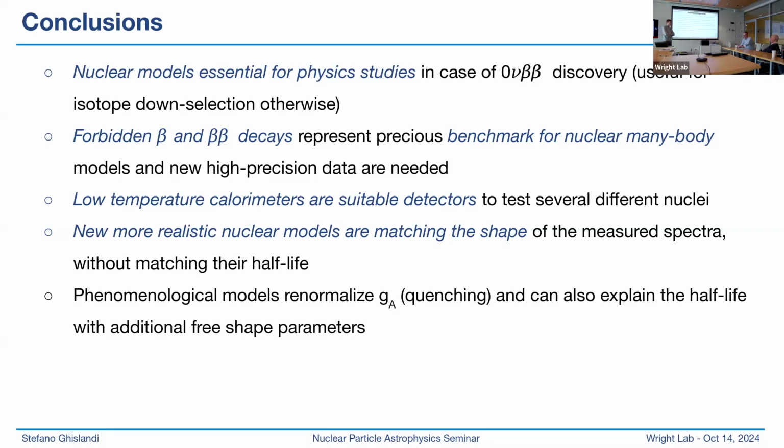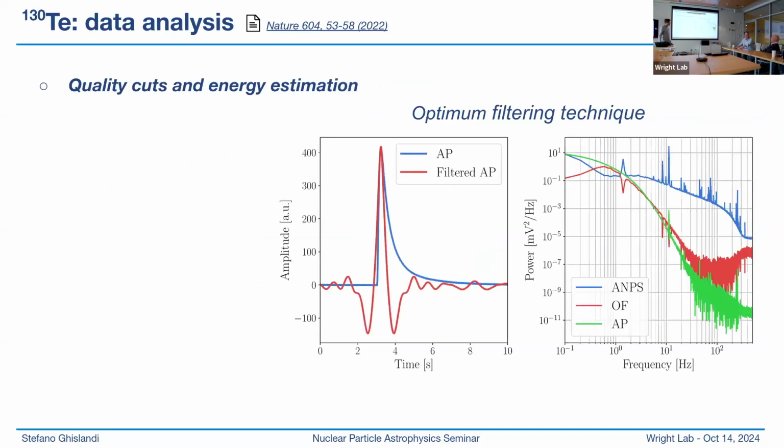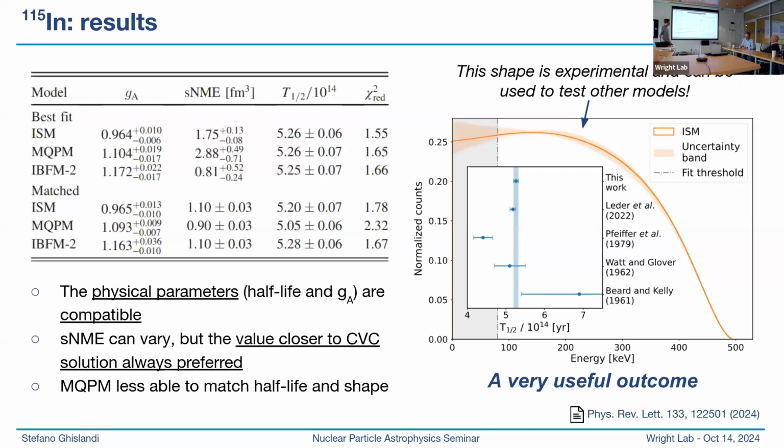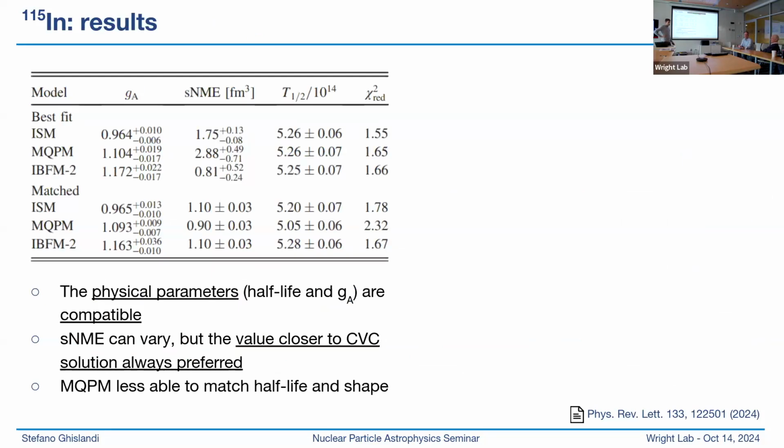I'm trying to understand the result of your experiment on Indium 115. Because when we introduced this question of quenching of GA, it was based on the half-lives. The half-lives on single beta decay and double beta decay are smaller than one would calculate. Now, I do not understand how the half-life does not work, but the shape works. What are the values of the initial spin and the final spin in this transition for Indium 115?